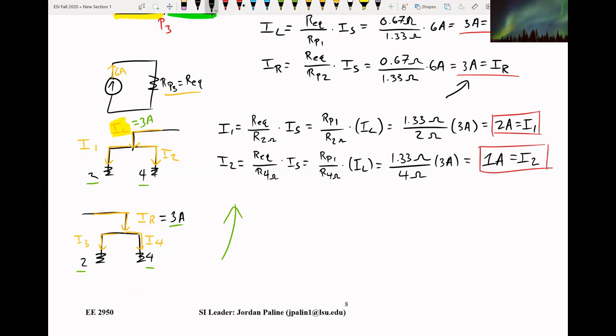We can just say I of 3 is equal to I of 1, which is equal to 2 amps. And then similarly, I of 4 is equal to I of 2, which is equal to 1 amp.